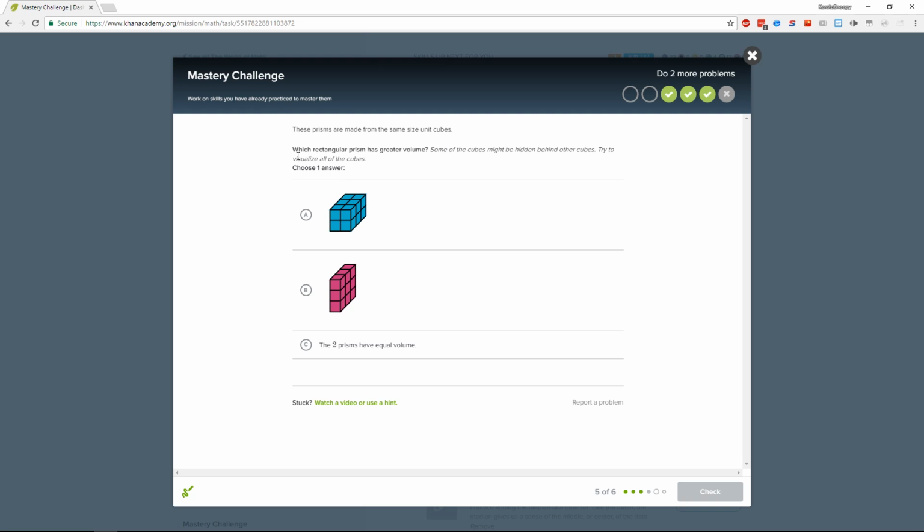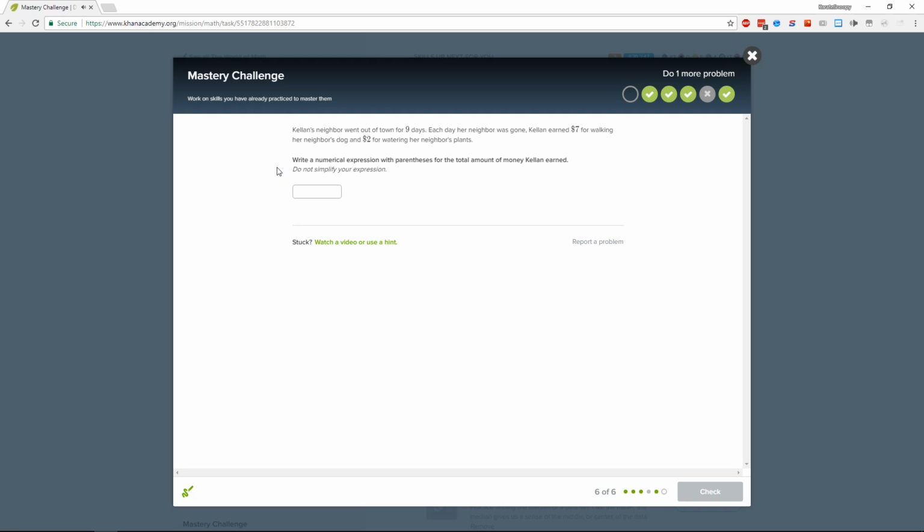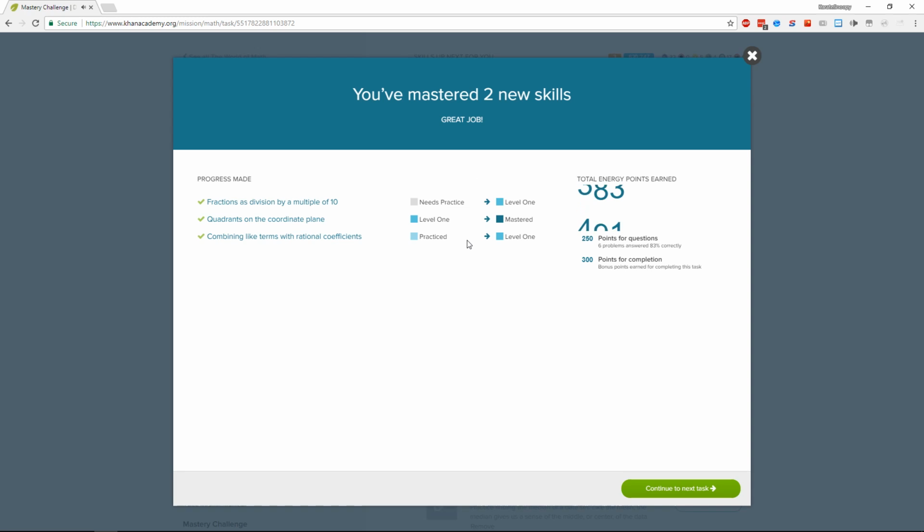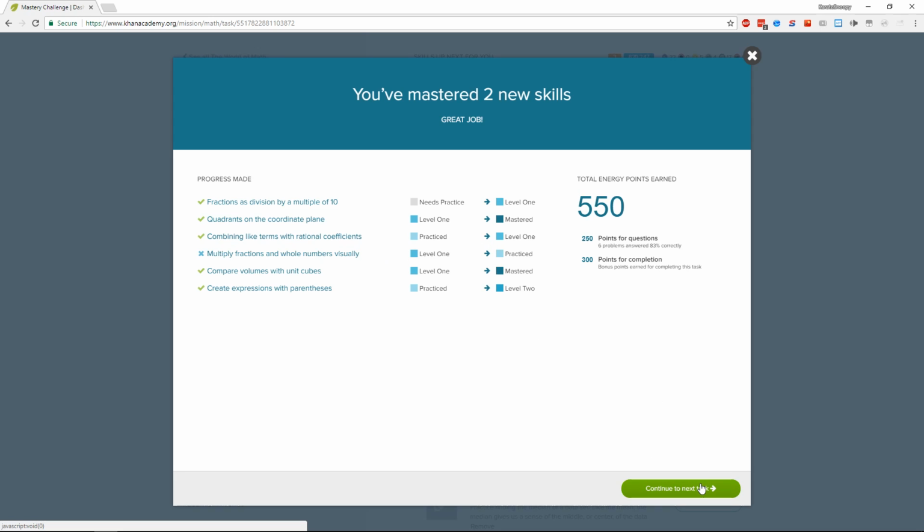Alright, so which rectangular prism has a greater volume? 8, 16, 9. Went out of town for 9 days. Earned $7 walking, $2 for watering each day. So 9 times 7, 7 plus 2. Alright, I went back to level 2 from practiced. Funny. Multiply fractions. I went down to practiced.